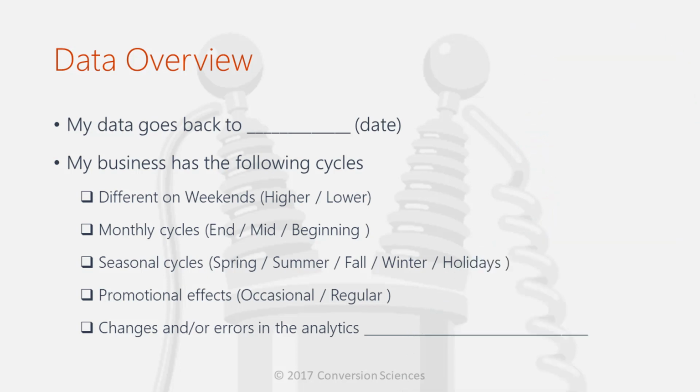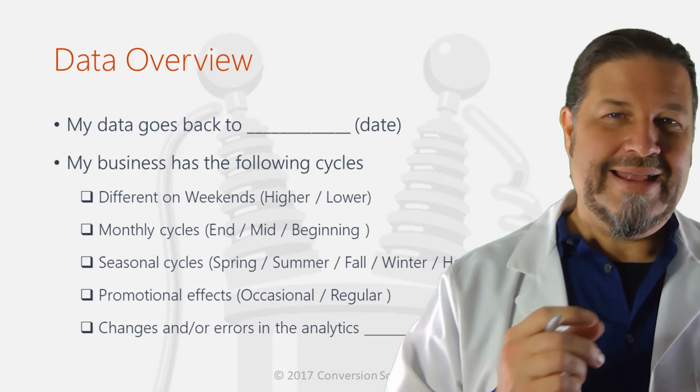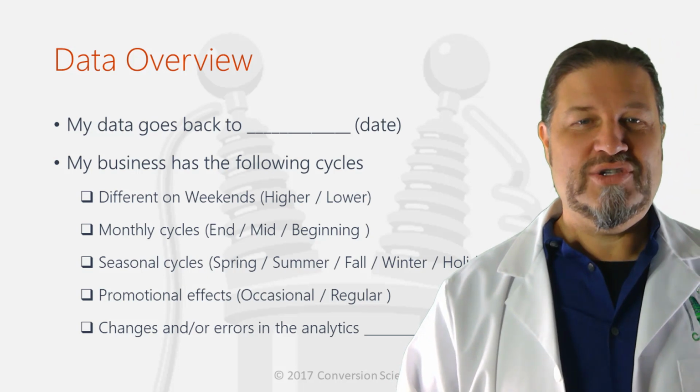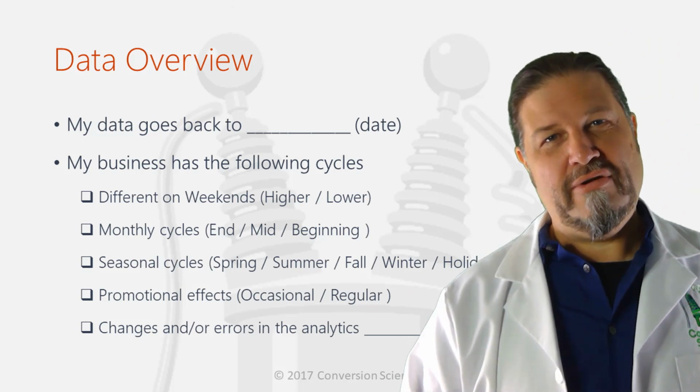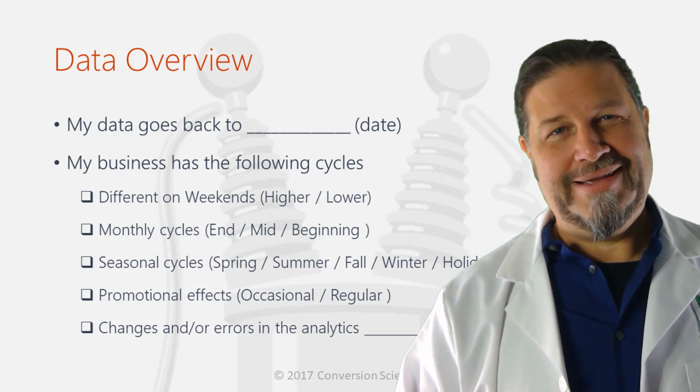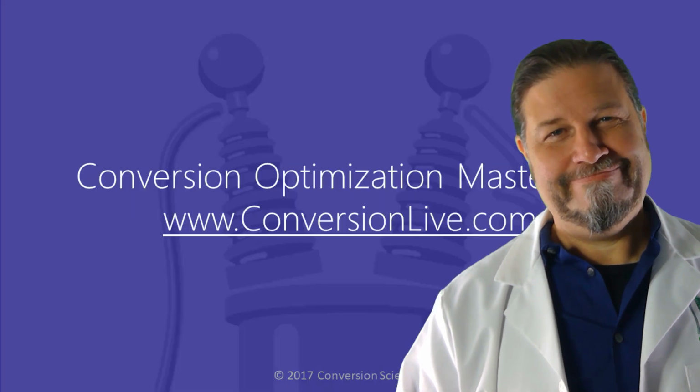And then go ahead and make a note of your business cycles. Weekend cycle, monthly cycles, seasonal cycles, the promotional effects. Do you offer weekly, monthly email promotions, anything like that? And then changes or errors in the analytics. This will be in your workbook, and you can always refer to it whenever you're doing your analysis.